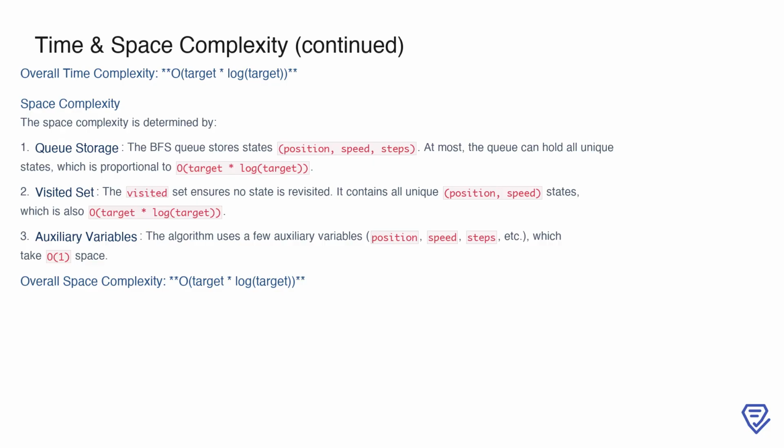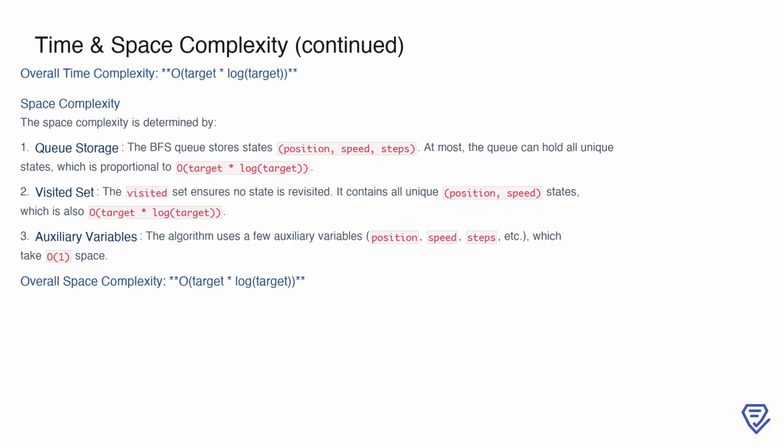Now, let's examine the space complexity. The space usage primarily comes from the BFS queue and the visited set. The queue is responsible for storing the states, which include position, speed, and the number of steps taken so far. At most, the queue will hold all unique states, which is proportional to O(target times log target). Similarly, the visited set, which ensures no state is revisited, will also store all unique position and speed combinations, making its space usage O(target times log target) as well.